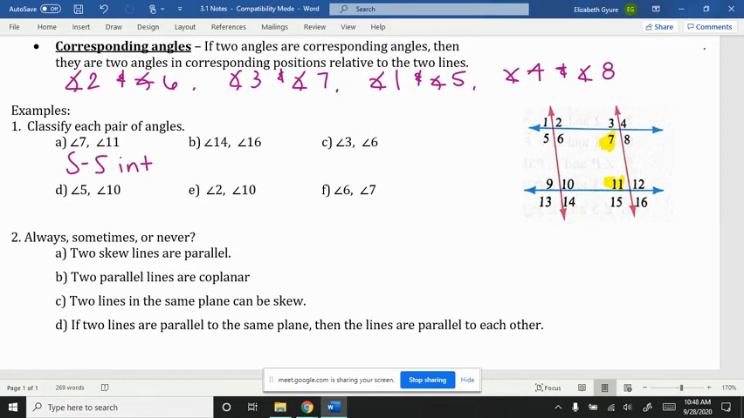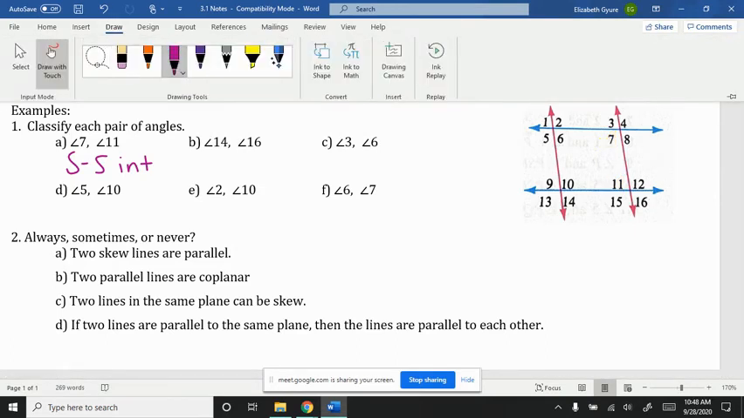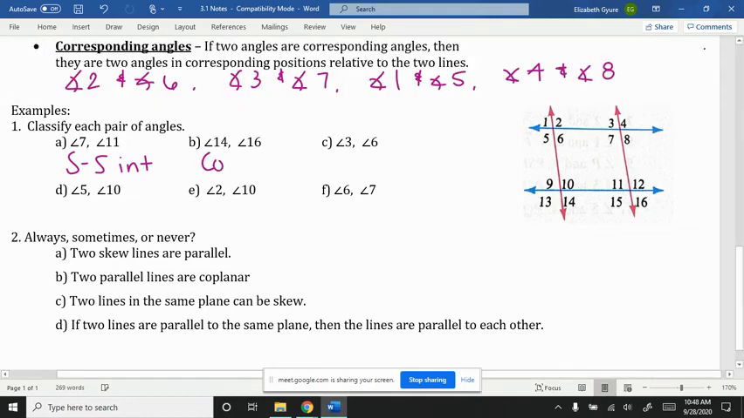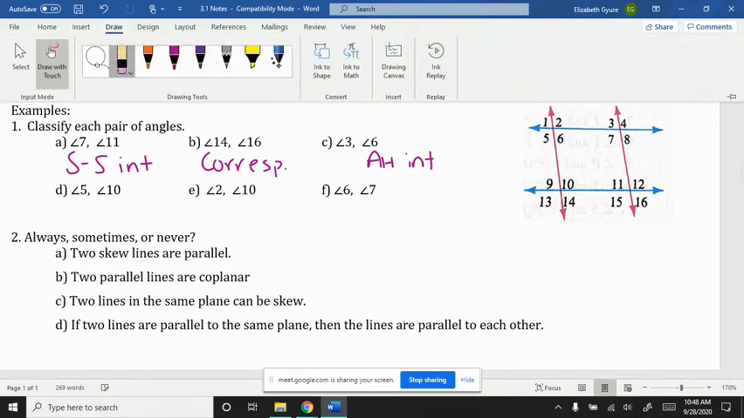Okay. Angles 14 with 16. What did we say for those? Corresponding. Yep, absolutely. Those would be corresponding. Don't really know a good way to abbreviate corresponding, so that's what it's going to be for now. Pick something that works for you, as long as I can tell what it is. I'm not picky. Angles 3 and 6. Melissa. Yep, those would be alternate interior angles. Good.